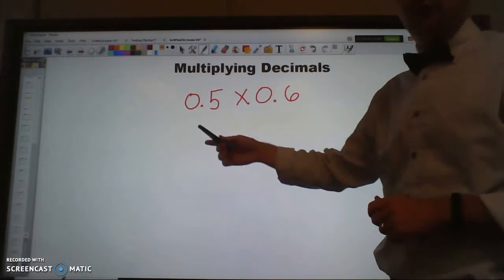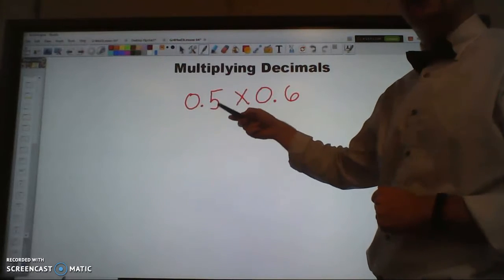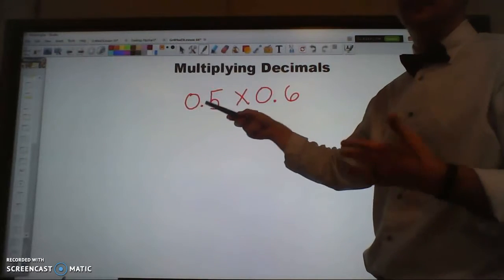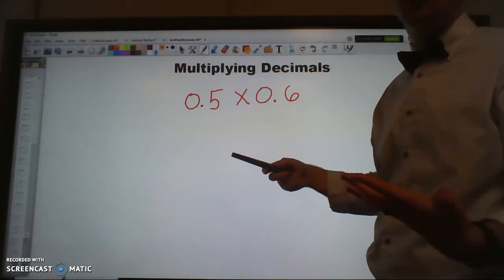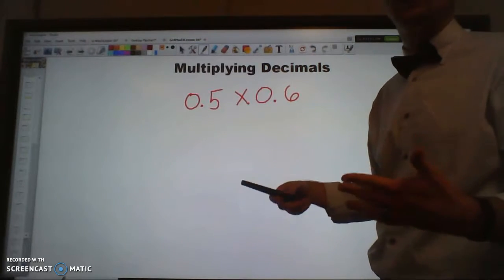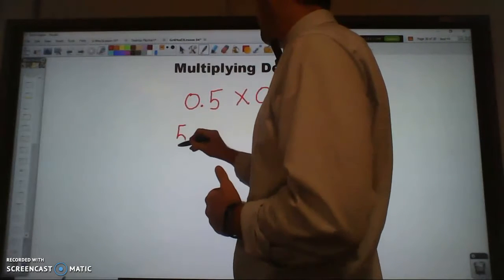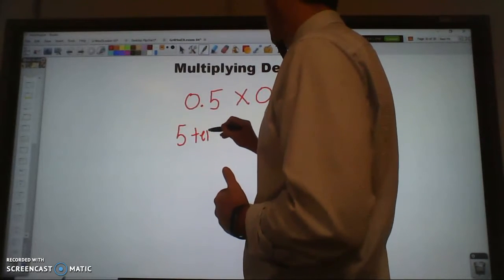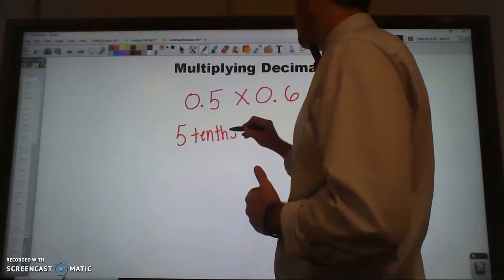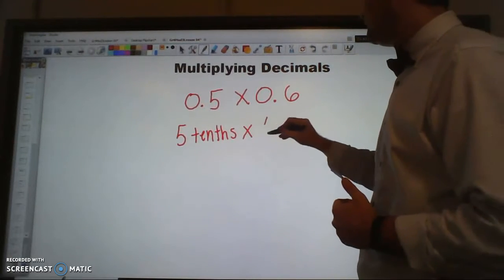So this decimal is 0 and 5/10, or we can just call it 5/10. It's really important that we know what it looks like and what it sounds like when we're saying it. So this is 5/10. So I'm going to write that down. 5/10. This is our unit form. So 5/10 times, and if this one is 5/10, then this one must be 6/10.